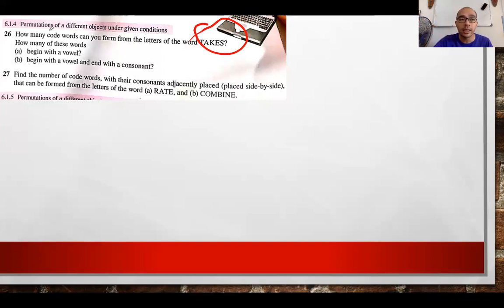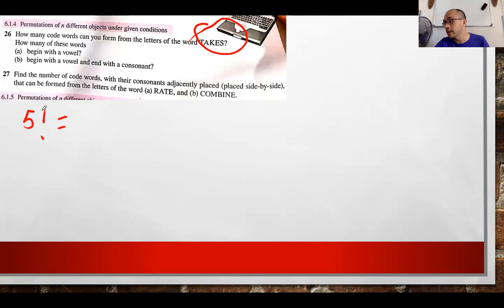Notice that they don't use the word arrangement or permutations explicitly. They won't directly tell you how many ways to pick and arrange. You have to figure out that when they say code words, it means arrangements. How many arrangements of code words can you form from the letters of the word T-A-K-E-S? So we have 5 letters and we want to permutate all 5. So the answer, if you want to permutate everything, will just be 5 factorial.